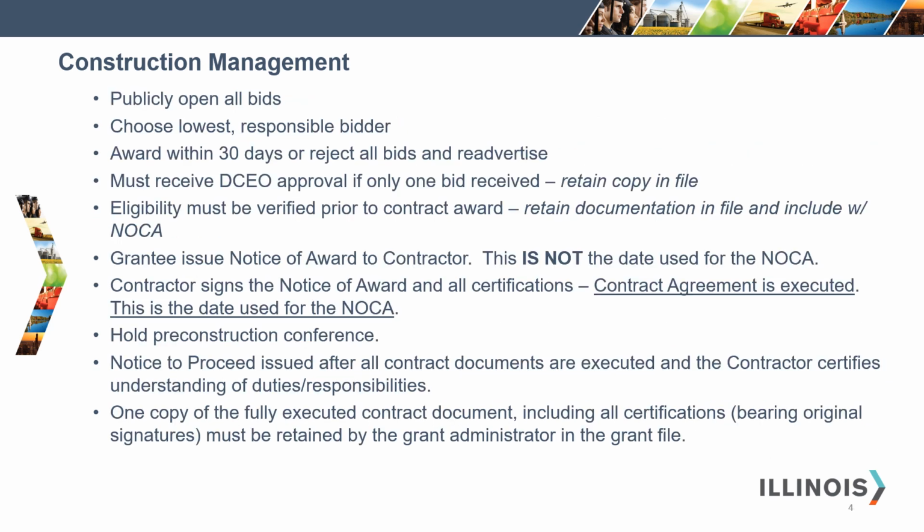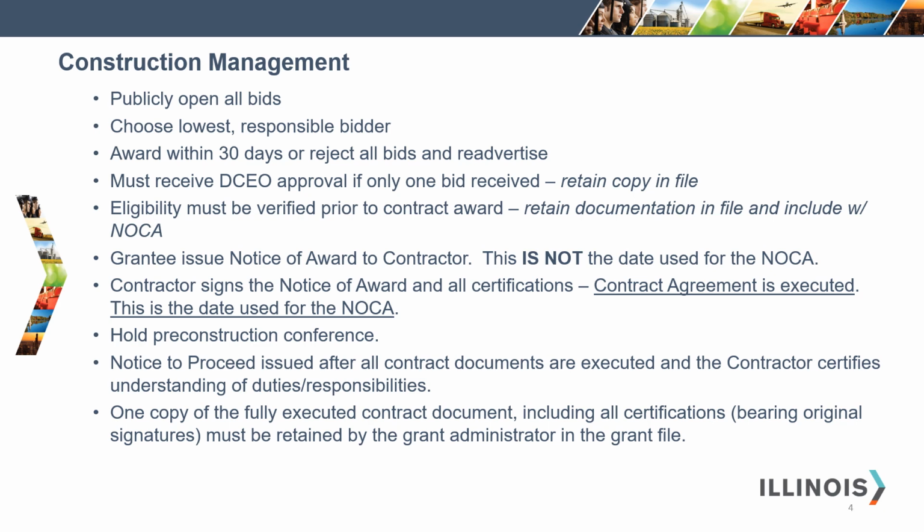Publicly open all bids. Choose the lowest responsible bidder. Award within 30 days or reject all bids and re-advertise. You must receive DCEO approval if there is only one bidder and retain a copy of the approval letter in the file. If there is only one bidder, the request to DCEO must include a copy of all interested bidders that picked up or requested bid packets.